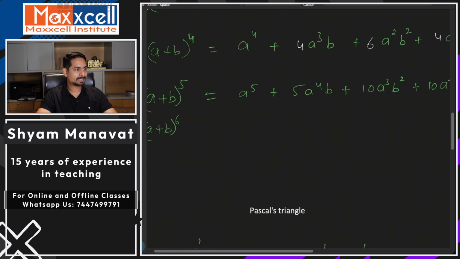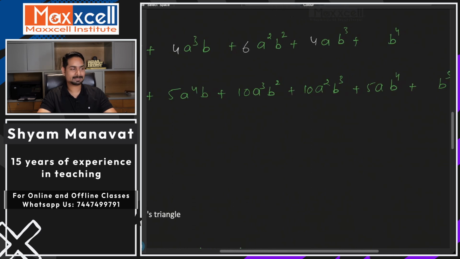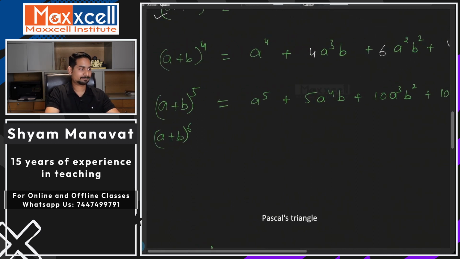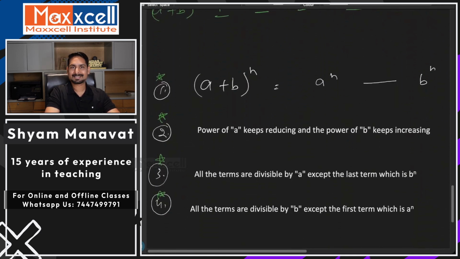All these terms are having B except the first term in any kind of expansion. Right? So we can say all terms are divisible by B except the first term. Correct. And that is A to the power n. Okay.